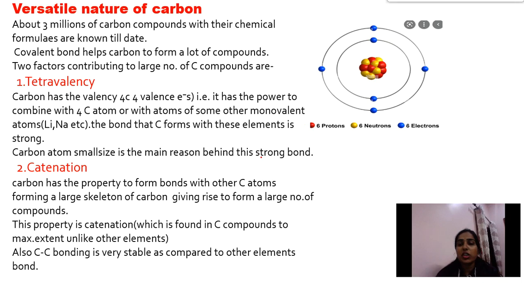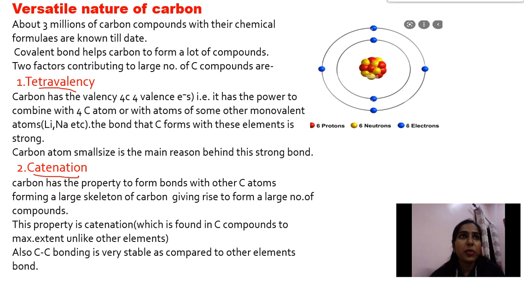The 2 factors which contribute to the large number of carbon compounds are: number 1, tetravalency, and number 2, catenation. Both these properties led to the large number of carbon compounds. Carbon has the valency 4, and it has 4 valence electrons.